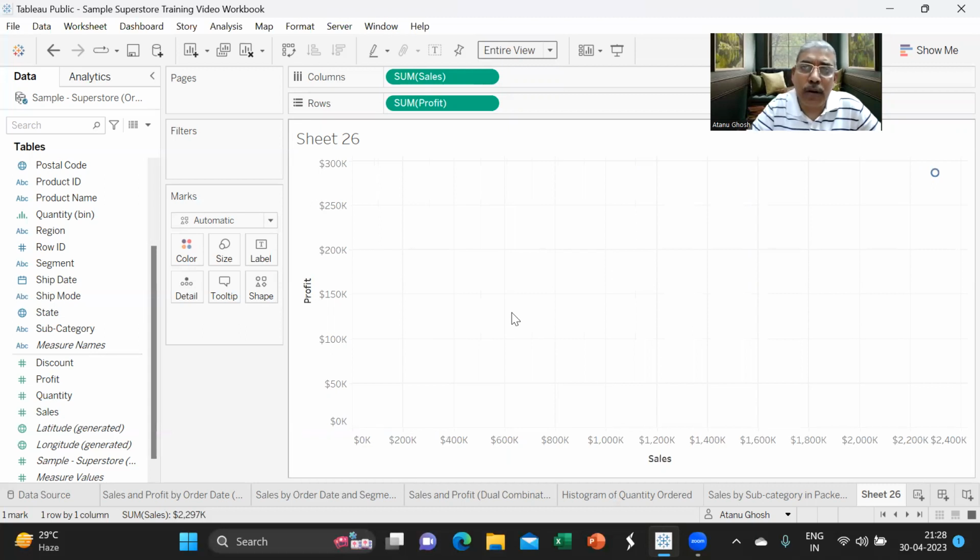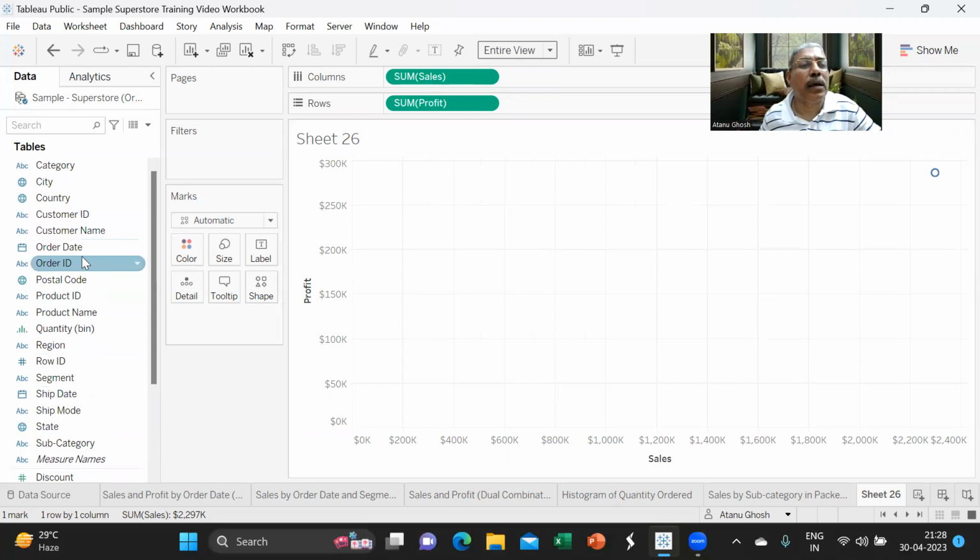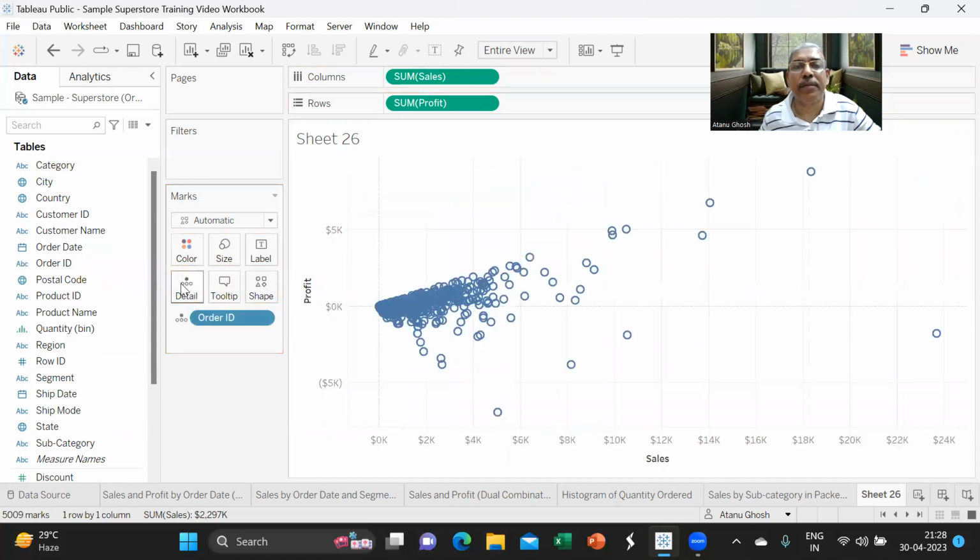We can do this for order. Also, we can do this for product because the number of products also is pretty high. So let us do this for order. So this is the order ID. We want to see the plot of sales and profit by order. So we can put the order in detail. When you put the order in detail, a chart comes up which indicates the sales and the profit for each individual order.